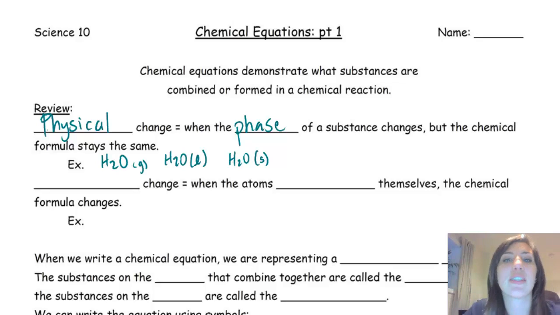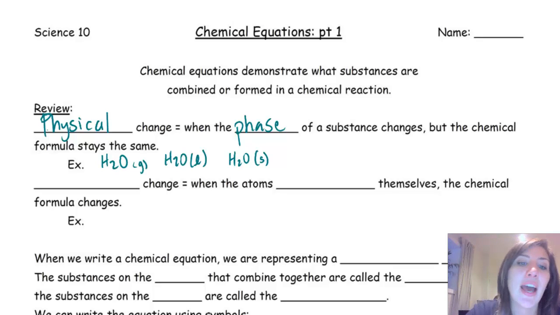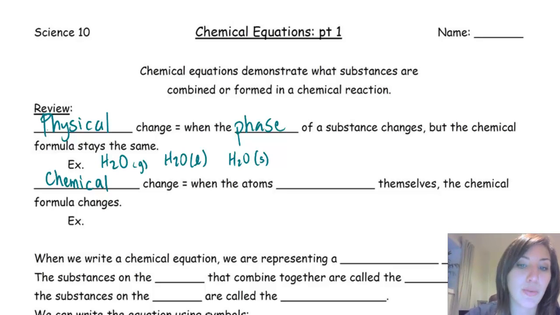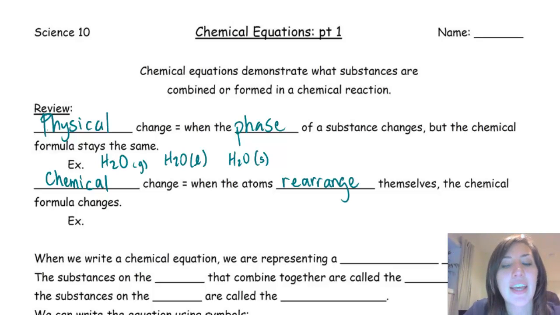So water boiling is a physical change because it can be reversed. Anything that can be reversed is considered physical. A chemical change, however, cannot be reversed. So this would be something like, for example, cooking an egg on your stove. You can't turn a cooked egg back into a raw egg, so that's a chemical change. The atoms actually rearrange themselves. So from the beginning to the end, the actual chemical formula changes.